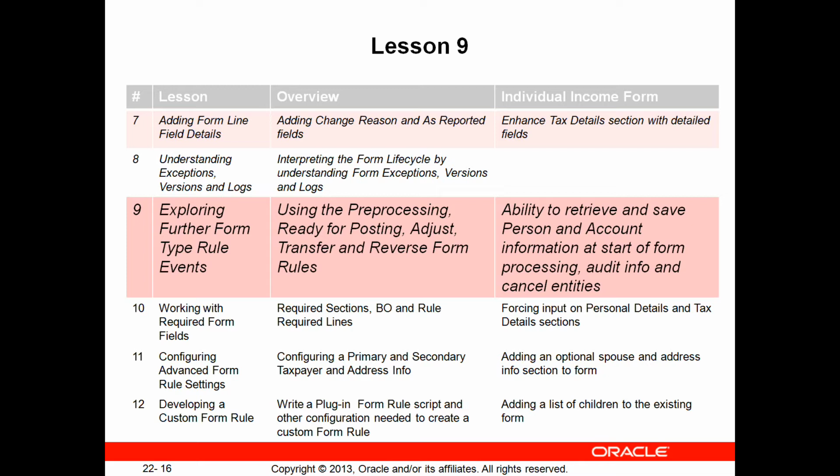Things used for audit, to get an audit assessment, and the different form rules that are needed to cancel entities if we're going to be doing an adjustment, if we're going to adjust or transfer or reverse a form. So we've been looking at different form rules, but not, again, on the post and validate states, but in other events.